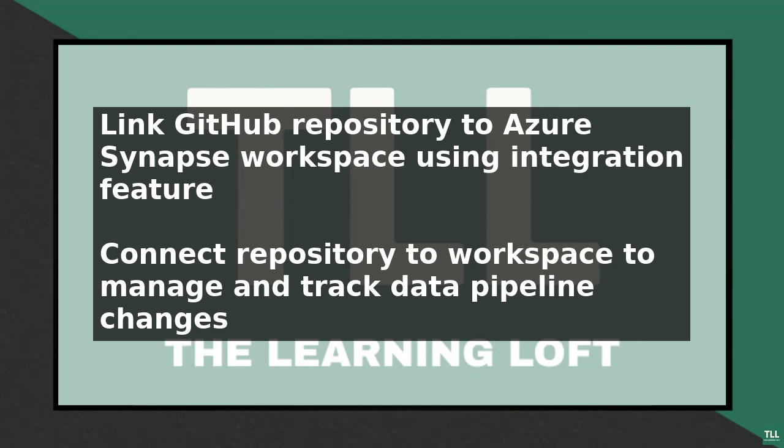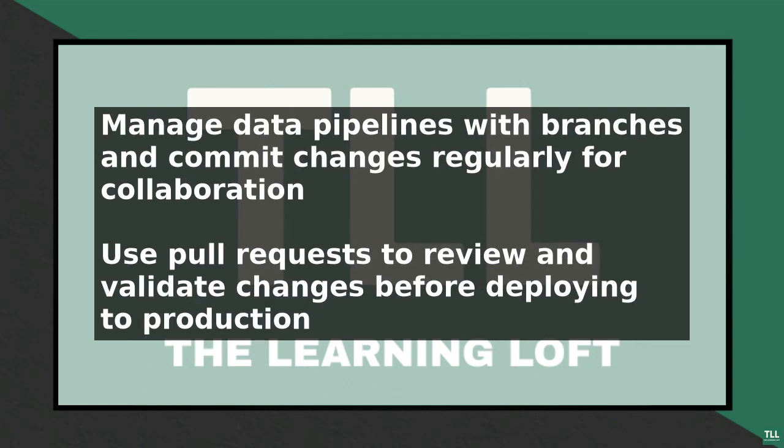Best practices for Azure Synapse GitHub integration include using branches to manage different versions of your data pipelines, committing changes regularly, and using pull requests to review and validate changes before deploying to production.